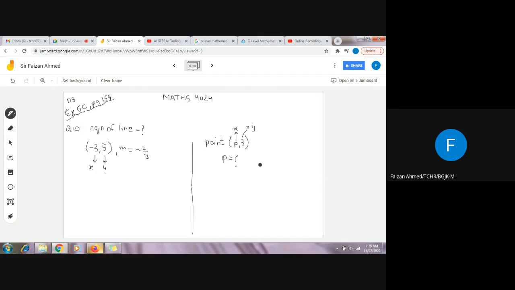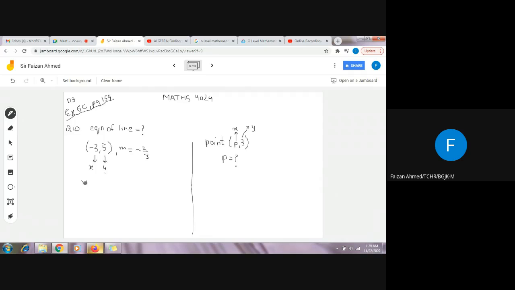A point is given to us and the point is (-3, 5). And the gradient of the line is also given to us, that is -2/3. So we know that in order to form an equation of a line, we need two things. The first one is the slope or the gradient, and the next thing is the y-intercept, which we can find out by using this given point.